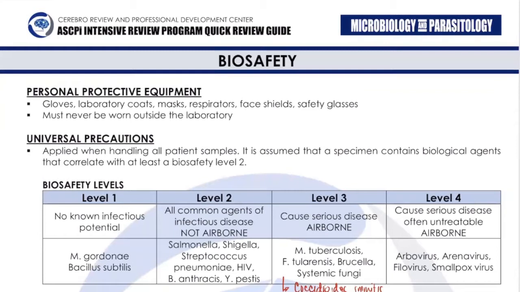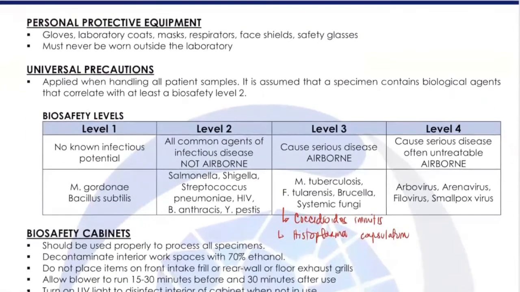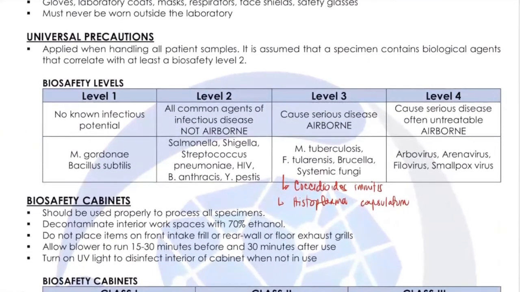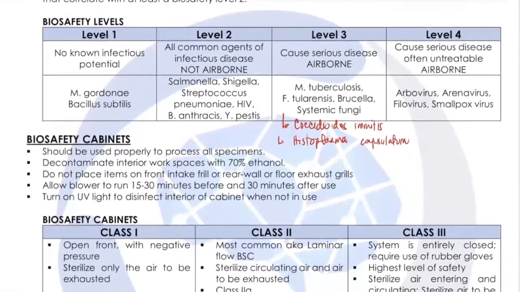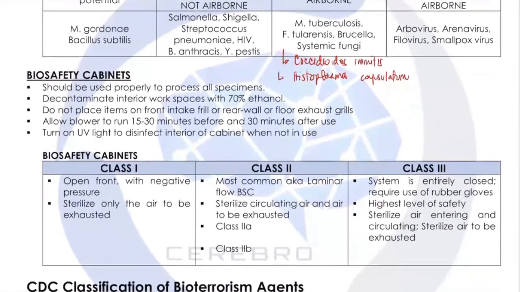Okay? Then we have level 4 pathogens. Yung mga level 4 pathogens naman, these are those that are causing serious disease that are often untreatable or wala pang known treatment, and they are also airborne. So that includes arbovirus, arenavirus, filovirus, and the smallpox virus. Okay? Then we also have our biosafety cabinets. Okay? So kailangan natin ito when handling specimens. Okay, and in doing our culture, diba? So biosafety cabinets should be used properly to process all specimens.